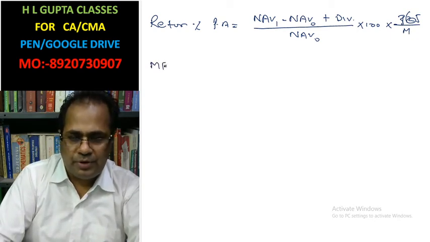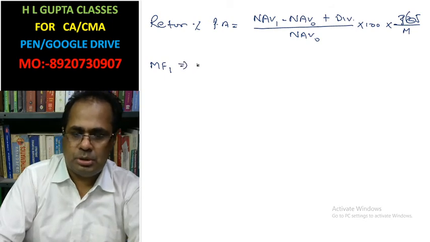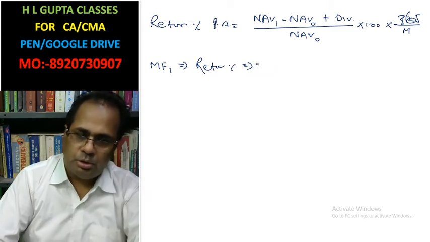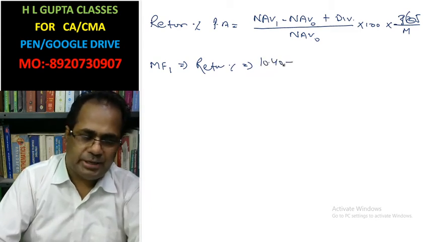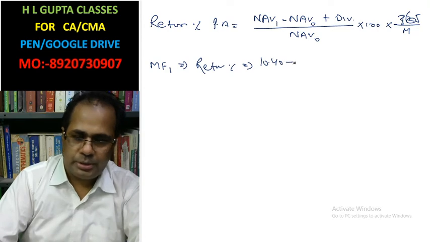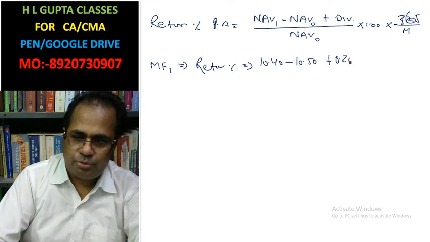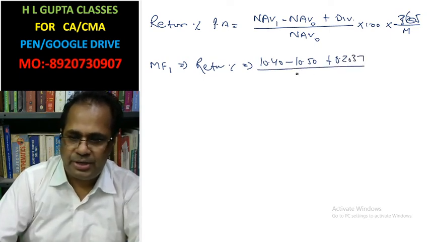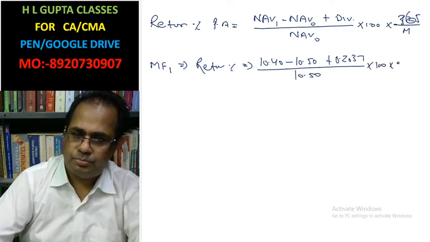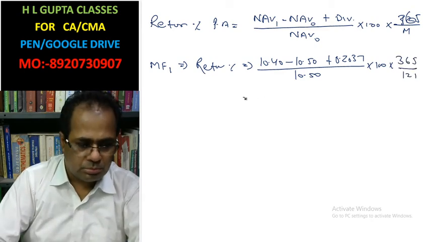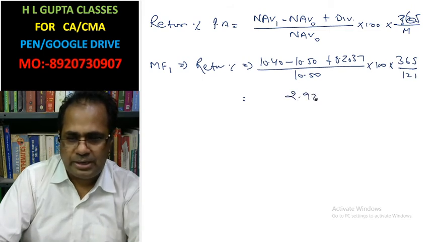Mutual fund 1 return percentage: 10.40 minus 10.50 plus 0.2037, divided by 10.50, into 100, into 365 divided by the time period 121. This is 2.98%.